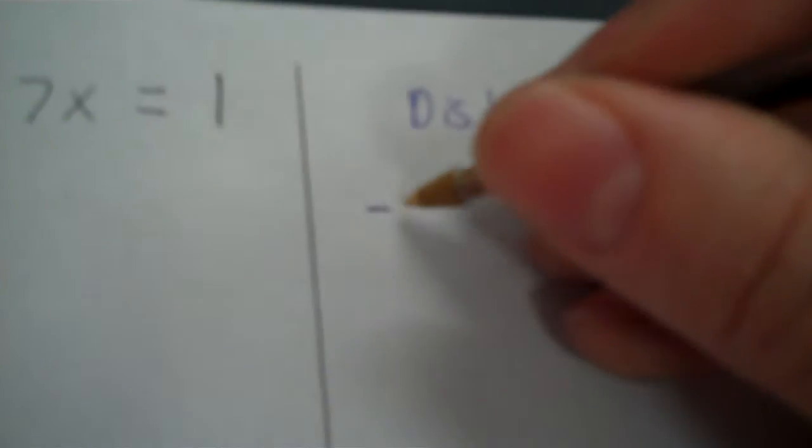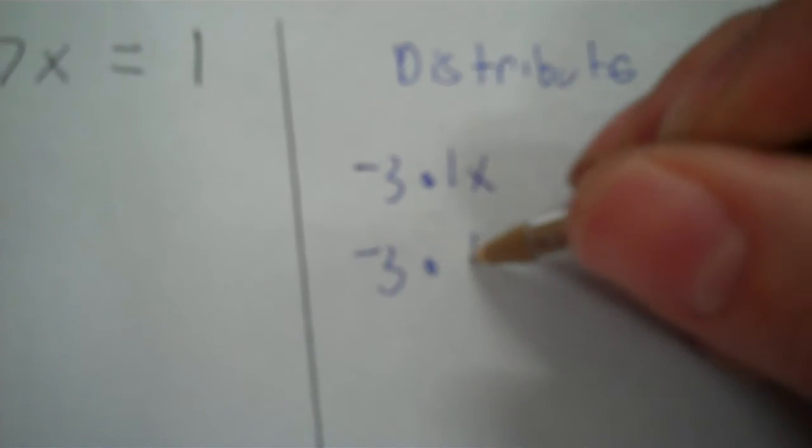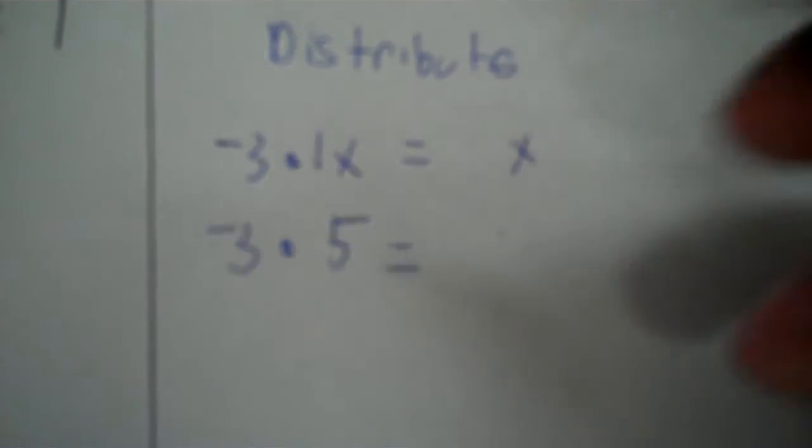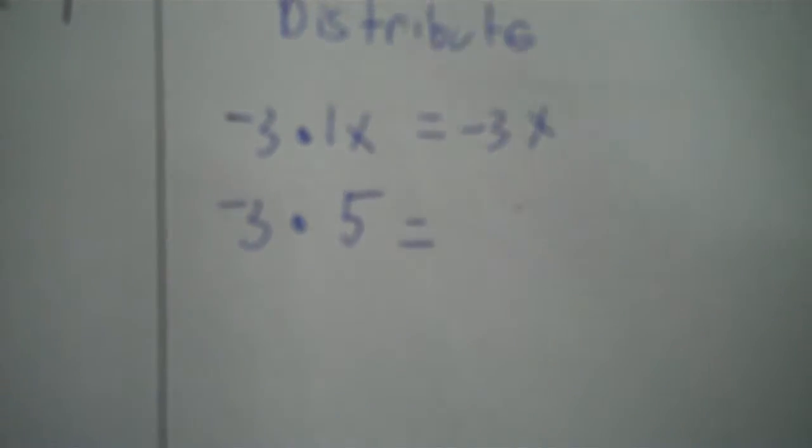Okay, next page. Negative 3, parentheses x plus 5, plus 7x equals 1. So I have to distribute. Put a 1 in front of my x. So I go negative 3 to 1x and negative 3 to 5. So I put the x down. Negative 3 times 1 is negative 3. Negative 3 times 5 is negative 15.